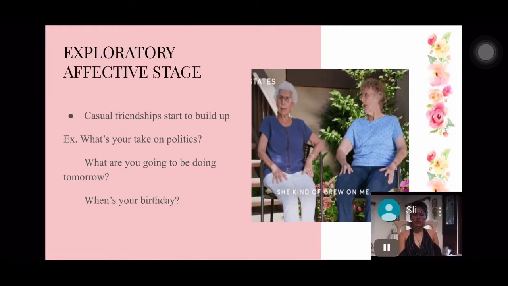Moving on, then comes the exploratory affective stage. Here's where casual friendship starts to be built. So more personal information starts to get revealed. So questions like, what's your take on politics? What are you doing tomorrow? When's your birthday? Things like that start to get asked.